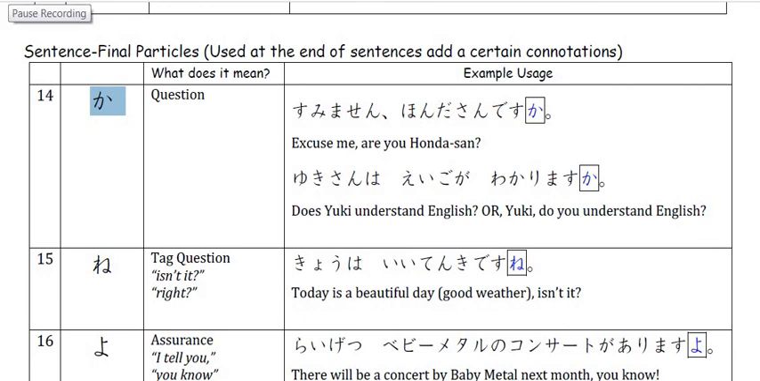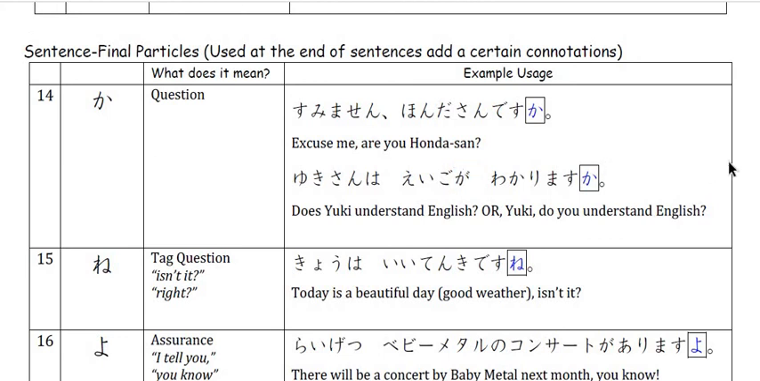So if you want to say, "Yuki, do you understand English?" or "Does Yuki understand English?" how would you say it? In Japanese it will be, Yuki-san wa eigo ga wakarimasu ka? Yuki-san is Yuki, eigo is English. Since it is what you understand, you're going to mark it with the particle ga, as I have explained before. Wakarimasu is to understand, and ka is the question marking particle. Okay, so you have understood this.